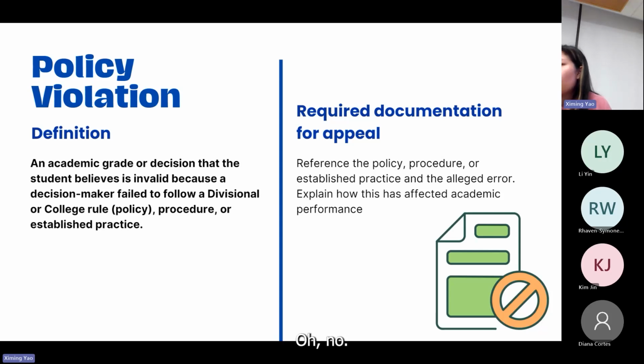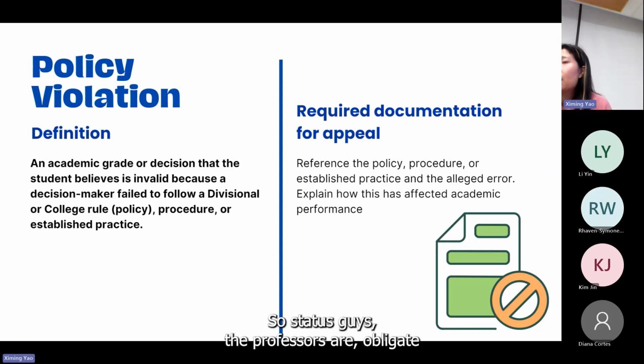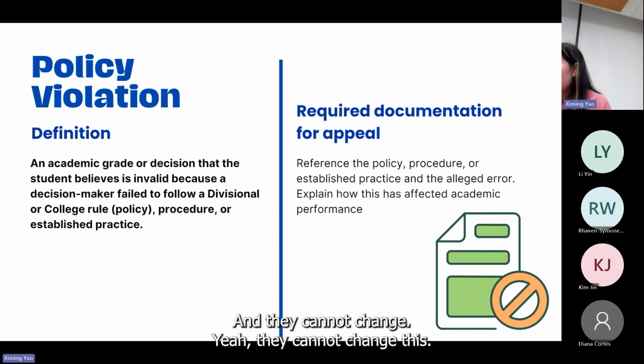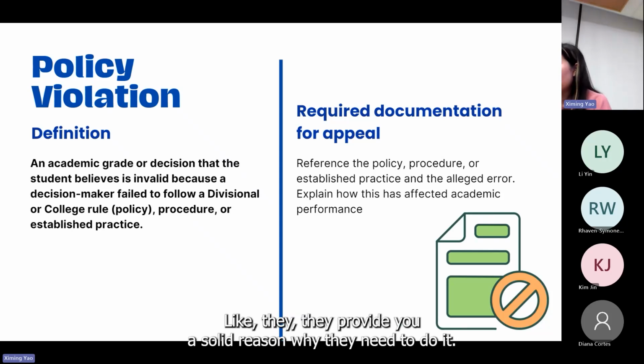Yeah, previously. Okay, so there is another policy called the course outline policy. It states that professors are obligated to provide you with your course outline at the beginning of your course, and they cannot change it, unless they provide a very specific reason why they have to do it. Did they provide you a solid reason why they needed to do it?